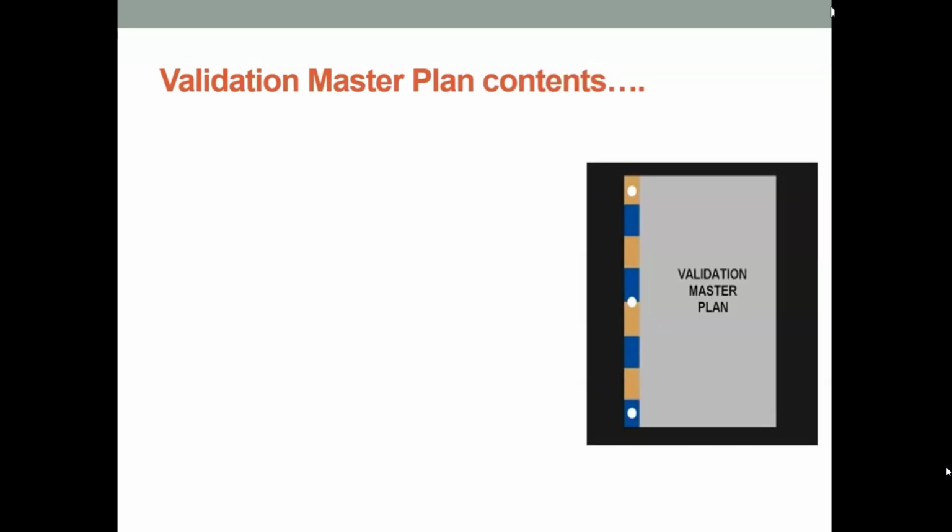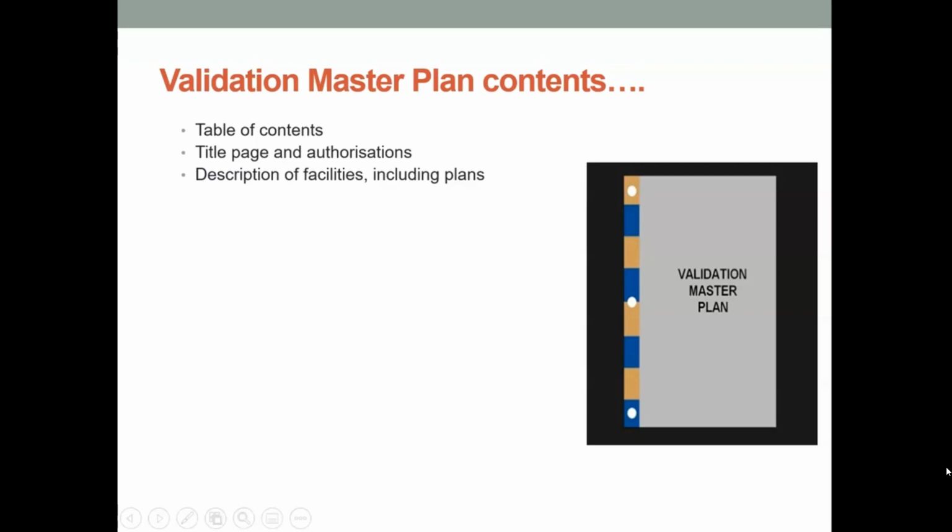What does your validation master plan contain then? So it's quite a lengthy document. You would expect obviously to see your table of contents up front. Your title page and your authorizations are very important. So who signed off? It would have a description of the facility, including the plans and the drawings. You would expect to see some P&ID drawings in there. It gives the constitution of the validation committee, so who's responsible for validation on the site.